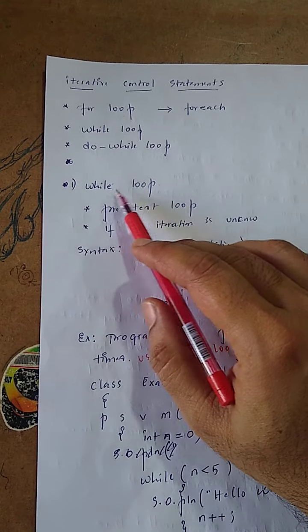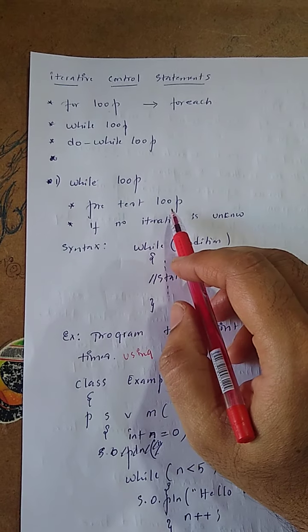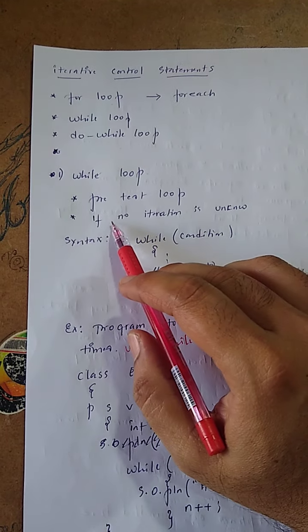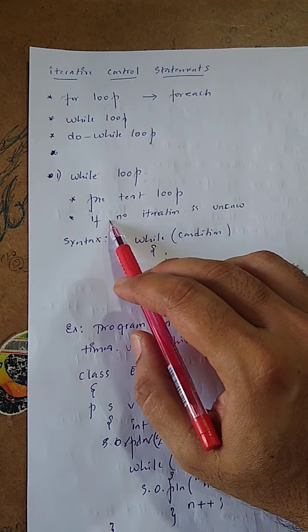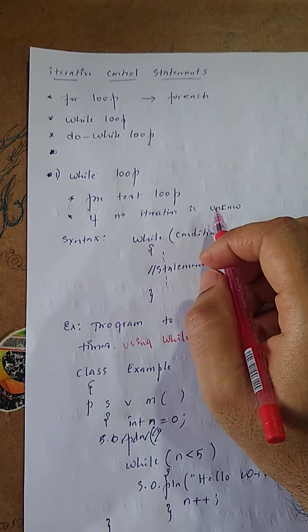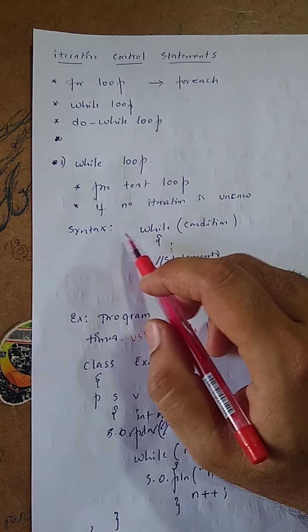First we'll start with the while loop. A while loop is a pre-test loop, which means first it will check the condition, then the body will be executed. You're going to use a while loop if the number of iterations is unknown. If you don't know the number of iterations, in that case you're going to use a while loop. What's the syntax?